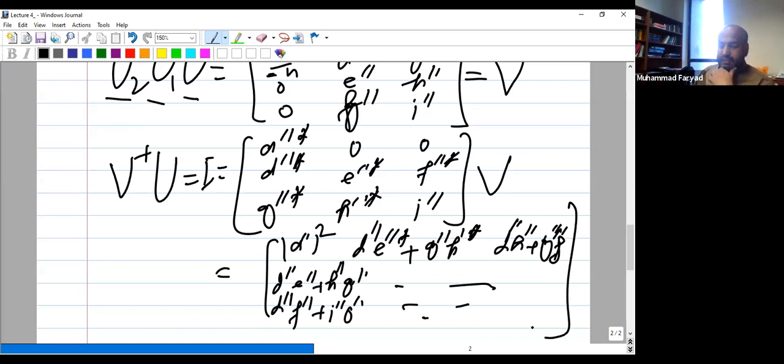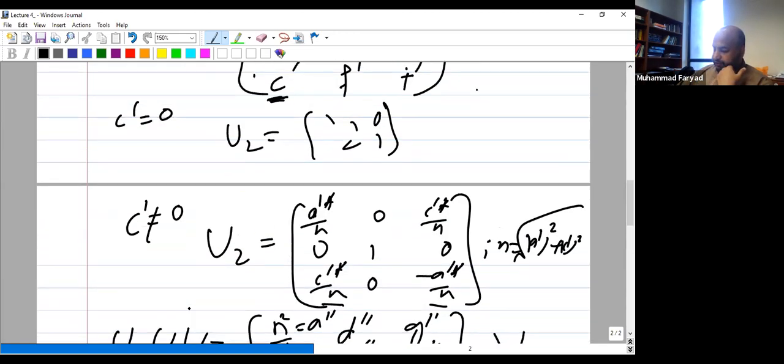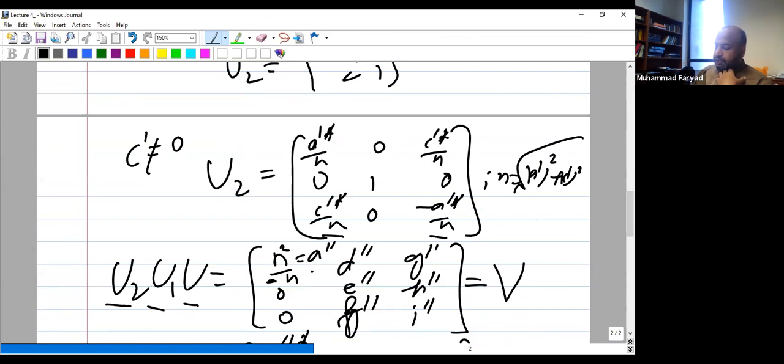Now, the first thing that we see is that this has to be an identity matrix. It means A mod square has to be equal to 1. And since we already know that A mod square has to be 1 and it's a real number, there is only one possibility, and that is that A double prime has to be 1. So essentially, when we multiply with this U2, there is no other way than for this A double prime to come out to be 1.